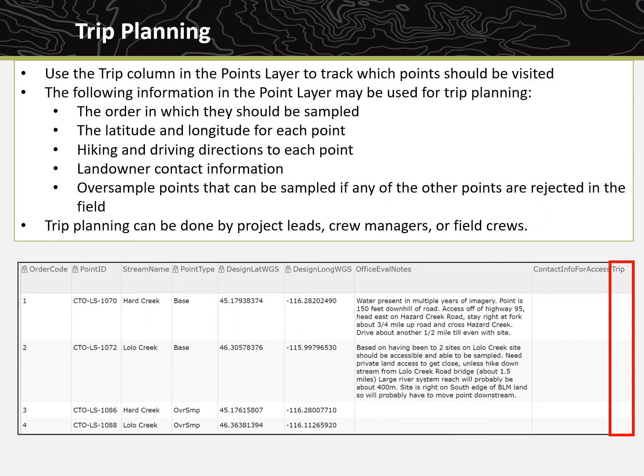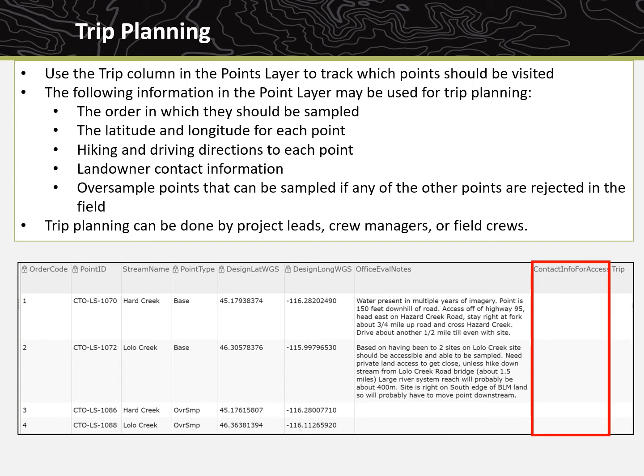Additional information in the point layer may be used to create a trip plan, which is a schedule of which point should be visited. A trip plan should include the points that need to be sampled on a given trip and the order in which they should be sampled, the latitude and longitude for each point, hiking and driving directions to each point, and landowner contact information if needed.